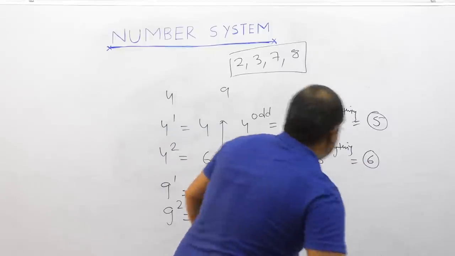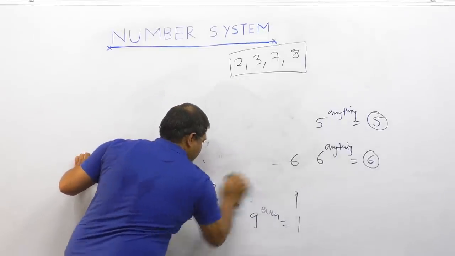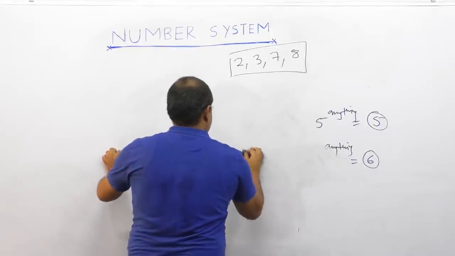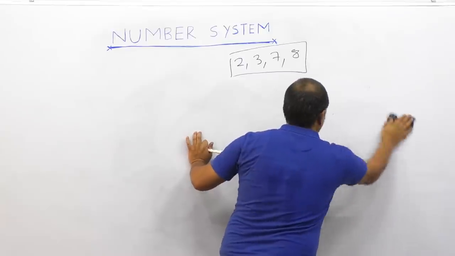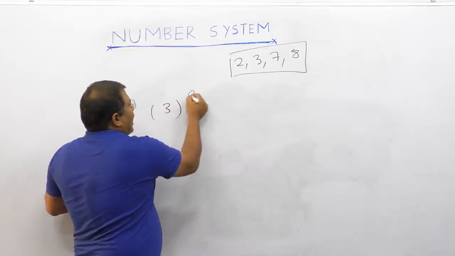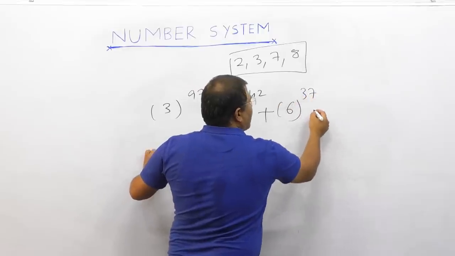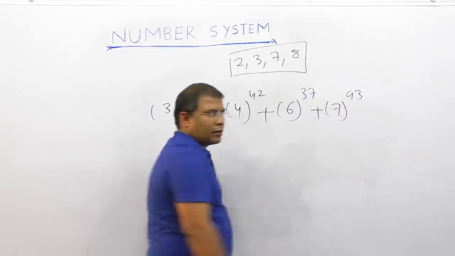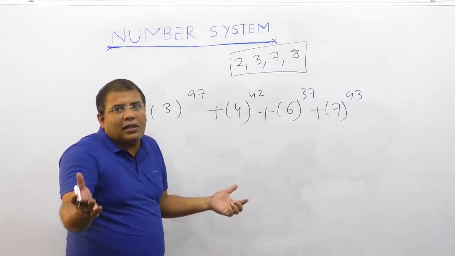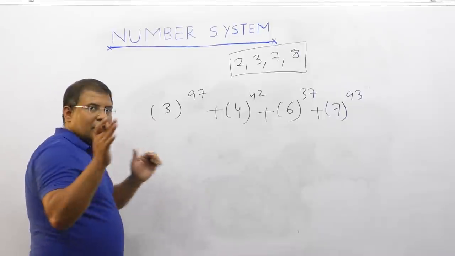Now I am going to take one example. The example is 3 to the power 97 plus 4 to the power 42 plus 6 to the power 37 plus 7 to the power 93. What will be the unit place digit of this expression? This question was asked in TCS or Wipro exams. So, moving step by step.